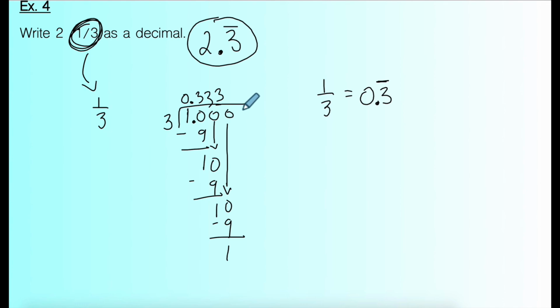And there you have it, folks. That's a quick recap lesson of how to write fractions as decimals by doing some long division. Hopefully that helps, and if not, let me know, and I'll give you some extra things to practice and to get better at this skill. See ya!